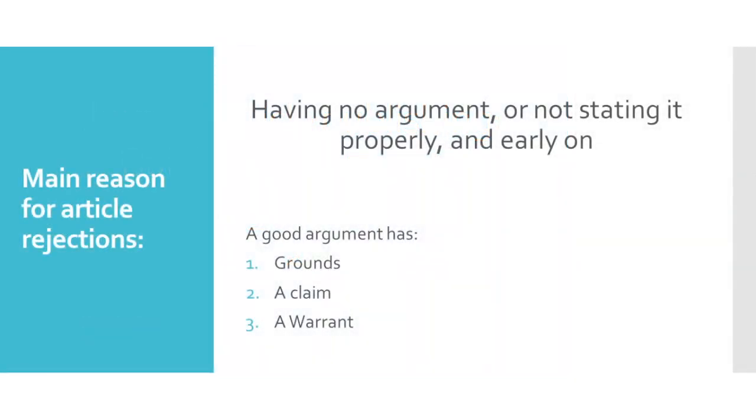So before I get to discuss how you can build your paper argument, and a strong one, it is important to understand that the main reason why articles tend to get rejected is because there is no clear paper argument, or that your argument is not stated properly and early on in your paper, that is in the introduction. So if you want to increase your chance of publication, you got to sharpen your article's argument.